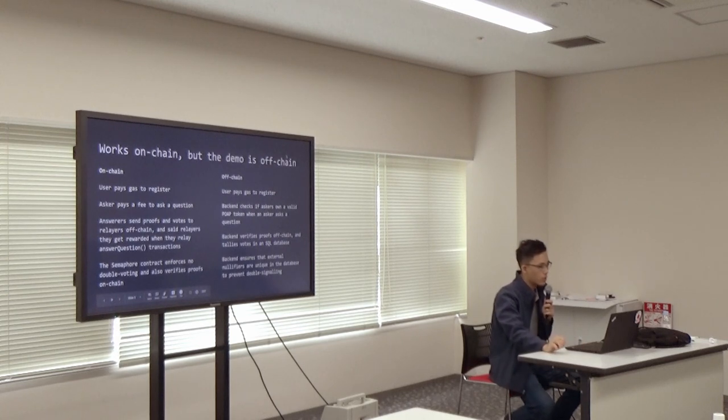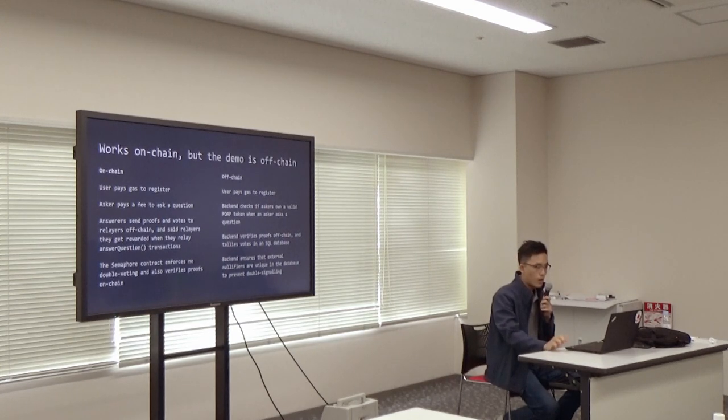So just to summarize, what you saw was entirely off-chain. Registration happens on-chain, but there's only one that goes on-chain. There's a backend server that checks whether the user has a Volt token. It does the ZK-SNARK proof verification off-chain, and votes are stored in an escrow database. They also check the hash of the answer and the identity to prevent double signaling.